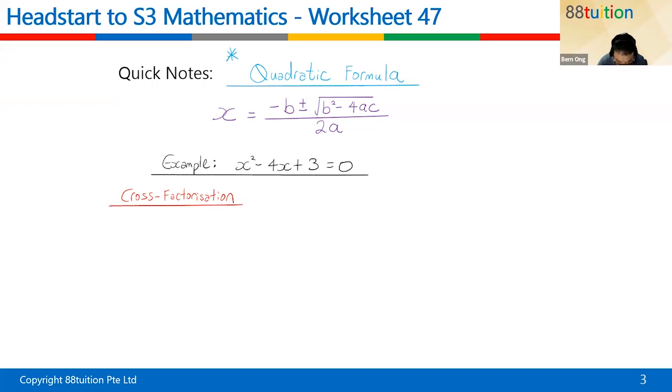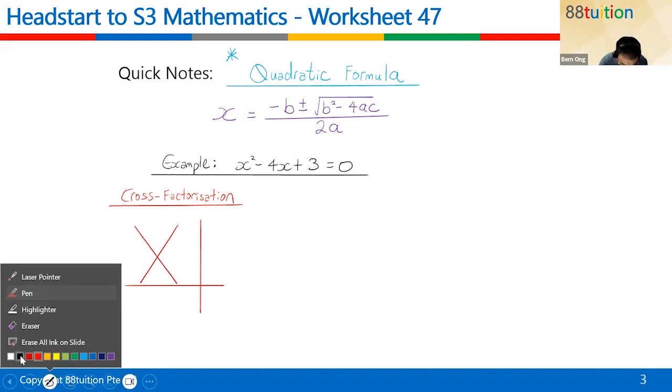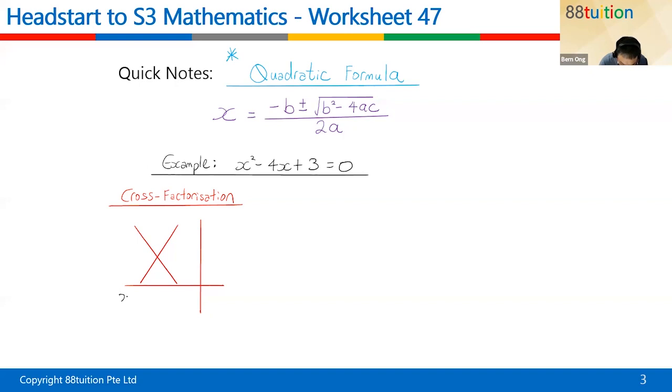So cross factorization is what? It is a method whereby you do a working by drawing this out. Then the x square, where do you put it? You put the x square down here. You have the minus 4x over here, and the positive 3 down here. Your objective is to fill up the empty boxes down here.